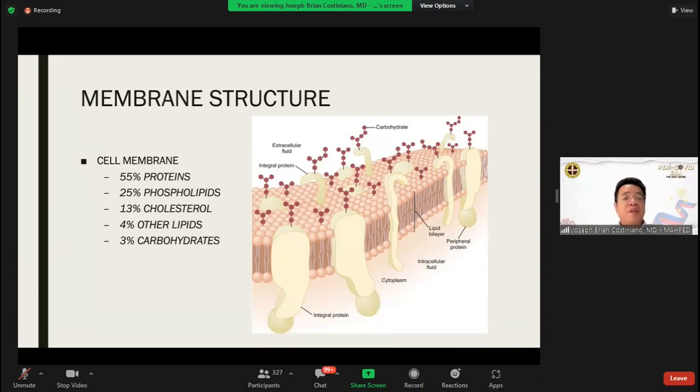So your cell membrane is composed of integral proteins and other transmembrane proteins, and that is composing 55% of the entire cell membrane. Pero ang tanong kasi natin is the most abundant lipid. And the most abundant lipid is your phospholipids, comprising about 25%. Next to that is your cholesterol. And you have other lipids and carbohydrates.